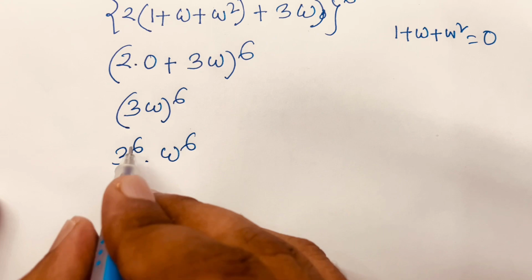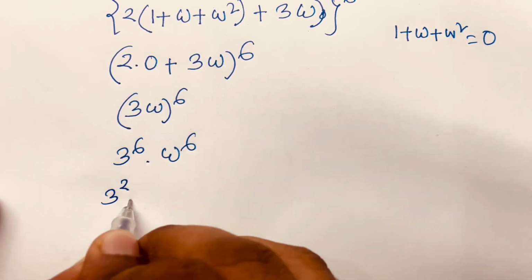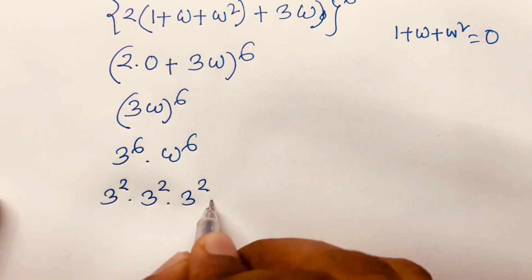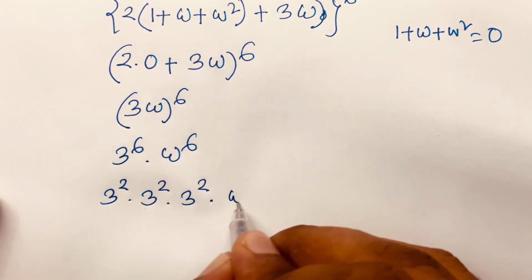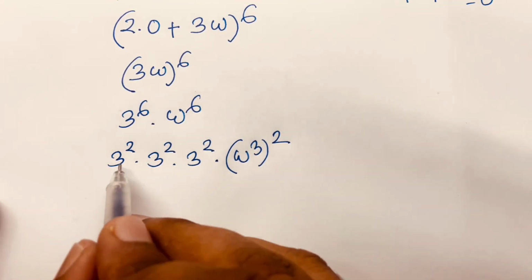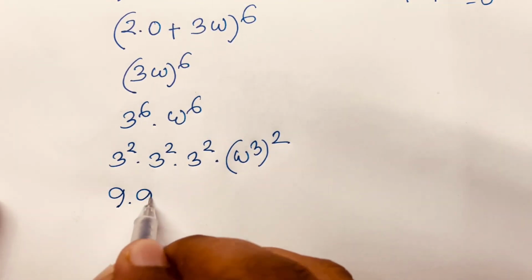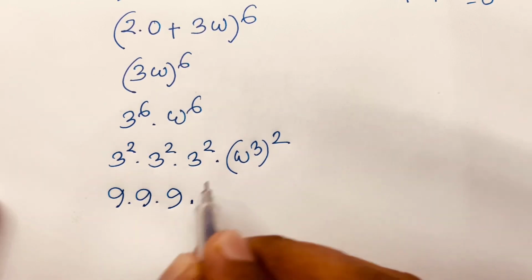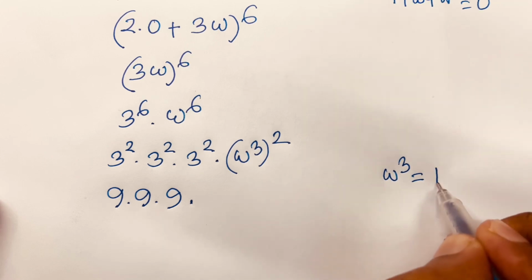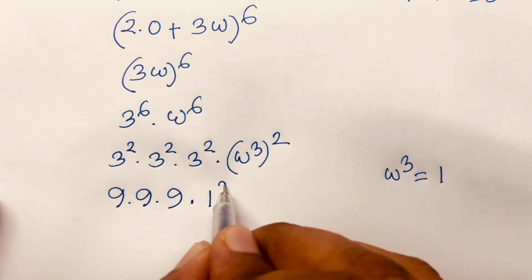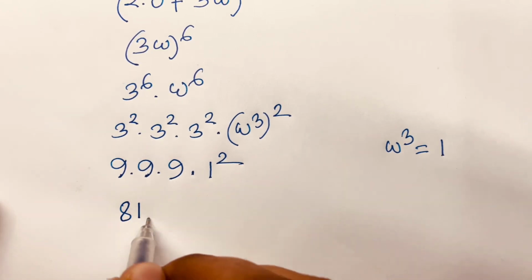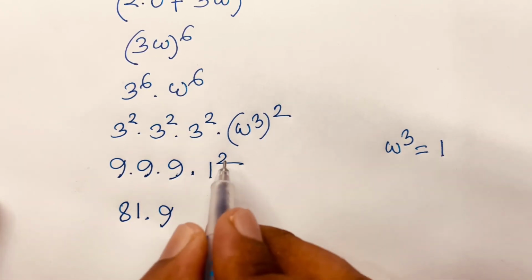Then I can say here 3^6 will be 3² times 3² times 3² times ω^6, which is (ω³)². Then I can say here 9 times 9 times 9 times, and we know the omega rule, ω³ is equal to 1. So I can say here 1 squared. Then here 9 times 9 will be 81, times 9 and 1 squared, which is 1.